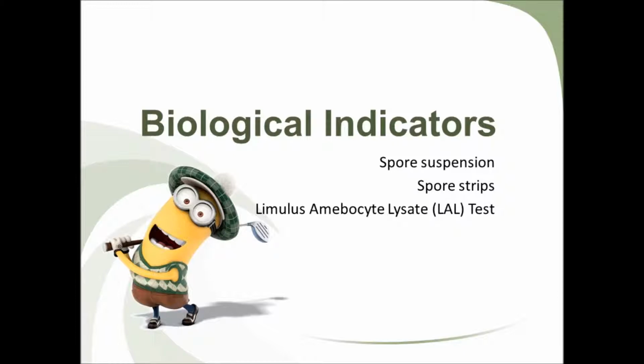The biological indicators are used to measure the spore count and endotoxin levels after dry heat sterilization. Spore suspensions and spore strips are used to measure spore count. On the other hand, the Limulus amebocyte lysate LAL test is used to measure endotoxin level. However, it must be noted that biological indicators are not necessary if overkill cycles are used.